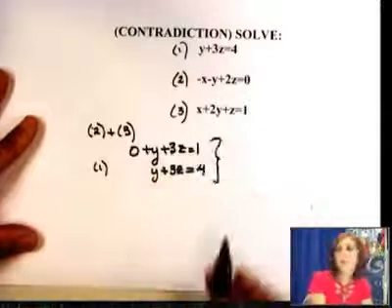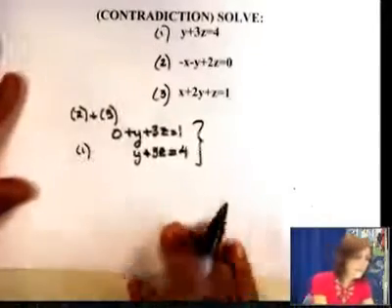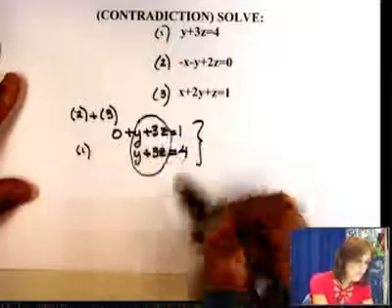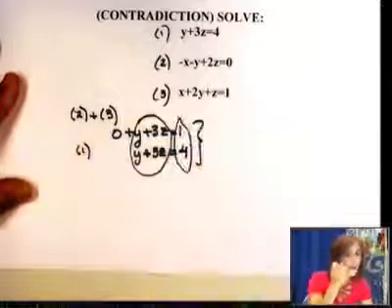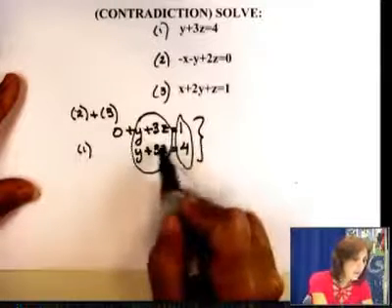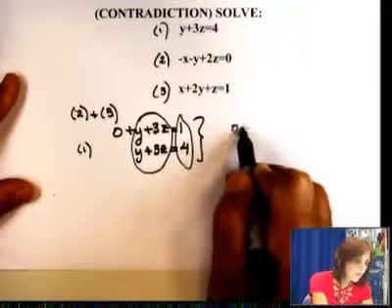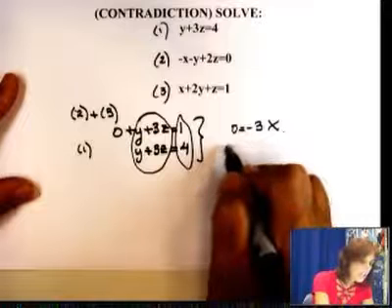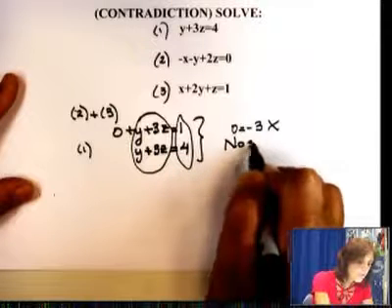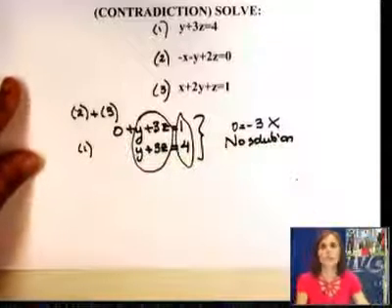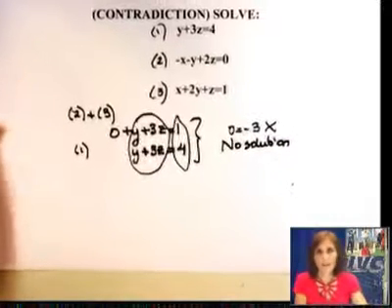Now watch. What happened? If you don't see it already, you can actually see it. These two are the same, and these two are not. So I have a contradiction. If I subtract this, you're going to end up with 0 equals negative 3. That is not possible. That's a contradiction. The answer to this is no solution. So when you end up with a situation where the left of the equation and the right of the equation do not match, your answer is no solution.